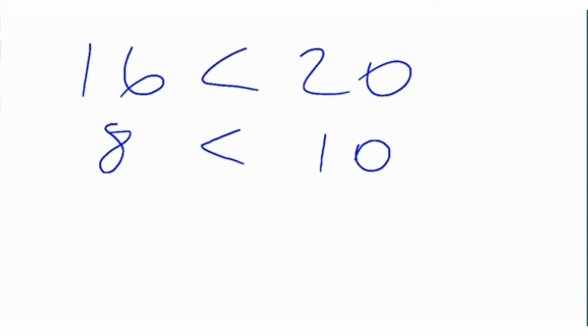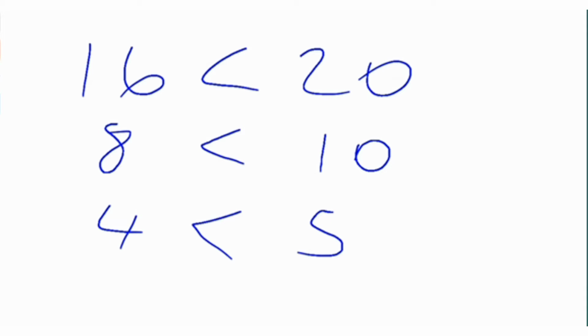Okay, what if we divide 8 and 10 by the same number again? 8 divided by 2, that is 4. And 10 divided by 2 is 5. This one is still true. So 4 is less than 5, meaning dividing a number by a positive number does not have a problem.